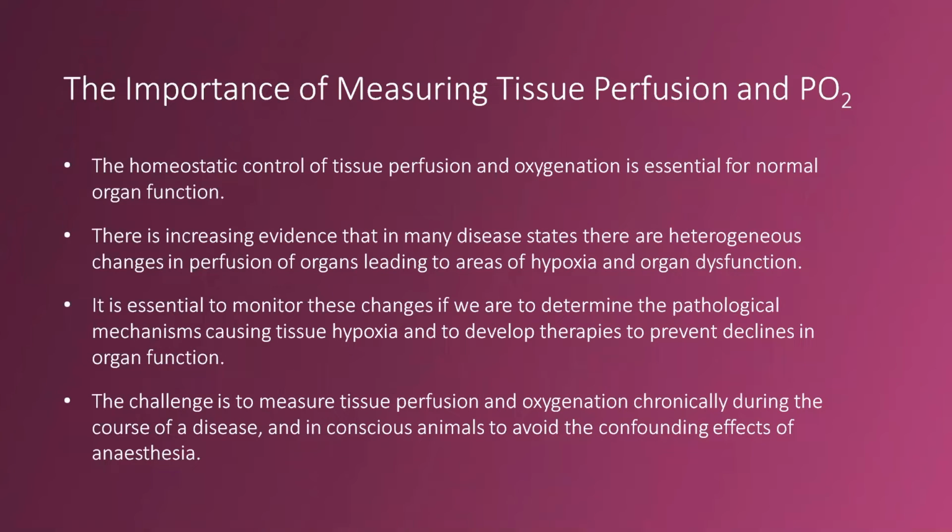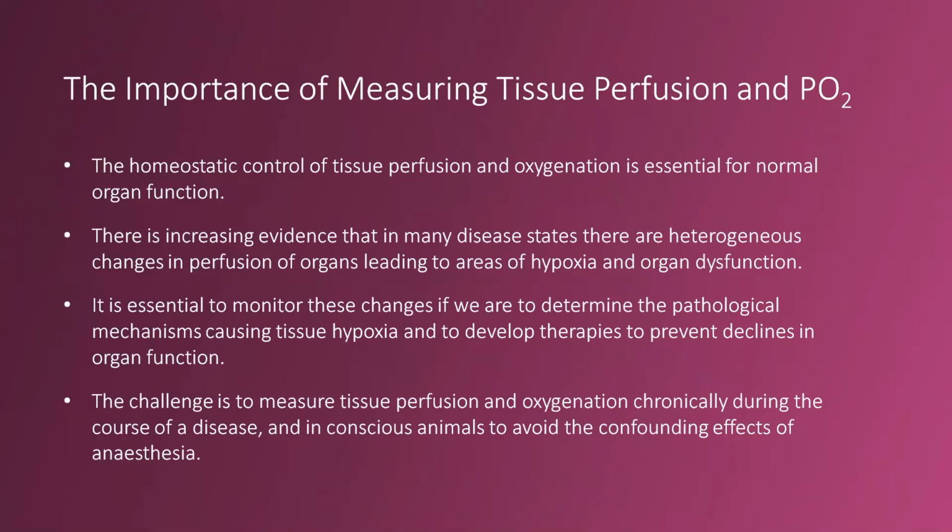So, the importance of measuring tissue perfusion and PO2. You will all know that the homeostatic control of tissue perfusion and oxygenation is essential for normal organ function. Now, there's increasing evidence from numerous groups that in many disease states there are heterogeneous changes in perfusion of organs, leading to areas of hypoxia and organ dysfunction. It's essential to monitor these changes if we're to determine the pathological mechanisms that cause tissue hypoxia and to develop therapies to prevent the declines in organ function.